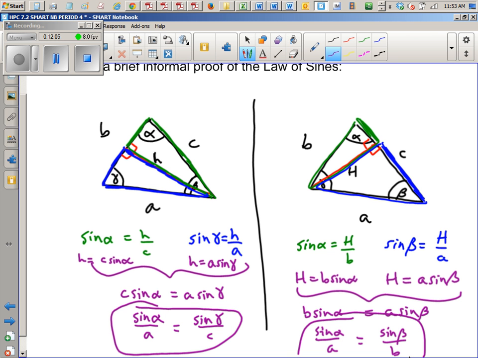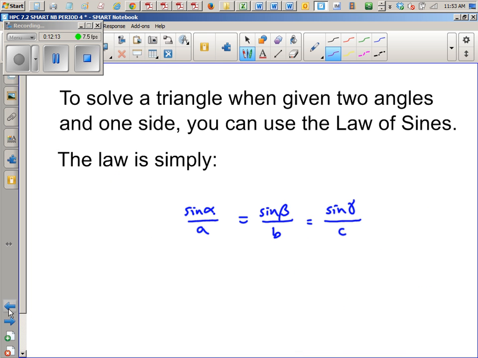Unless you go with some of those silly visual proofs that they have. Okay, so let's just assume this now to be true. We will use this law as often as we can. Here's the question: when can we use it? When can we use this law?